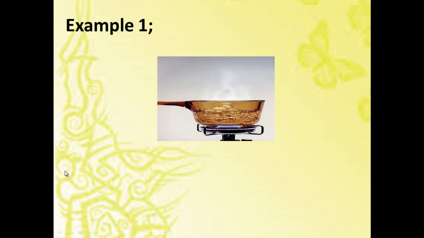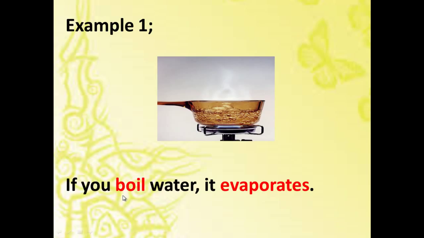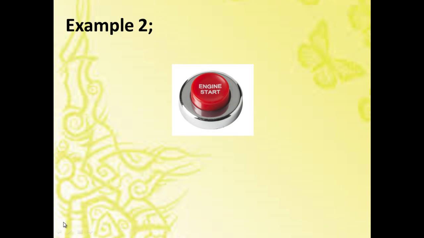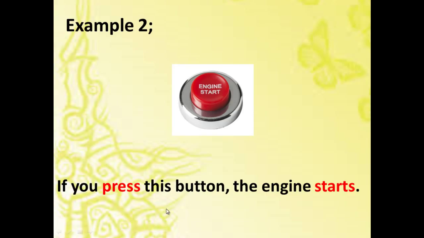Example number 1. Here, if you boil water, it evaporates. If we say if he boils water, it evaporates. Okay. Example number 2. Here, if you press this button, the engine starts. If you press, here we use press because it is preceded by you. Here, the engine, singular, starts. The engines start. If he presses.